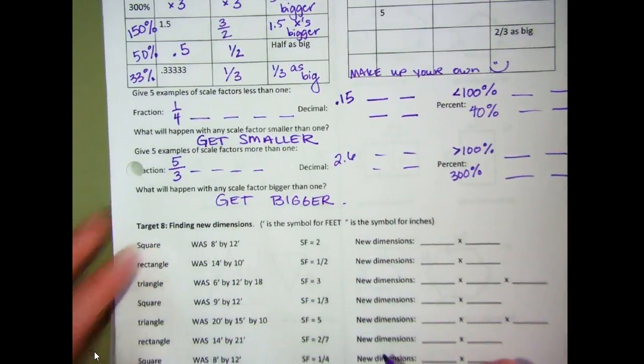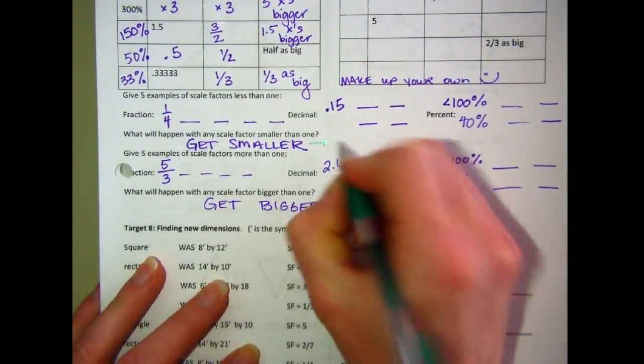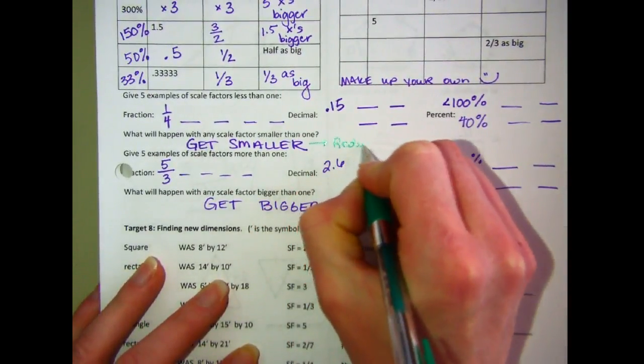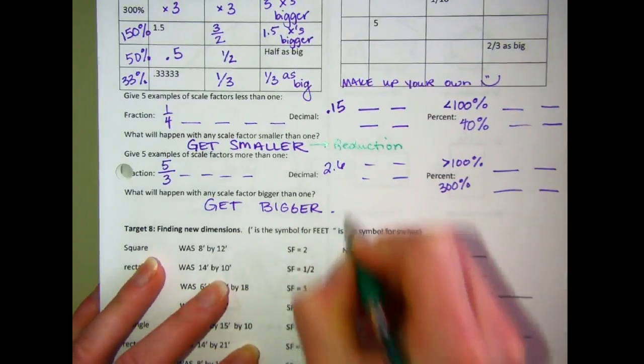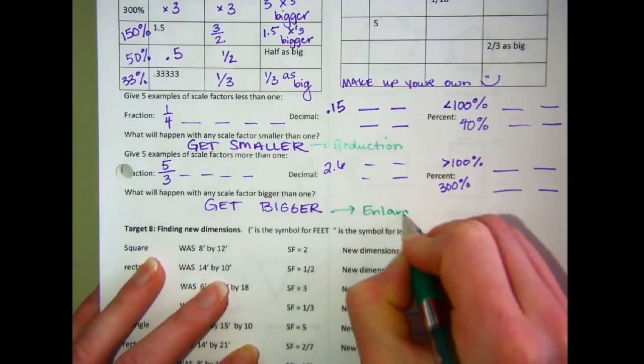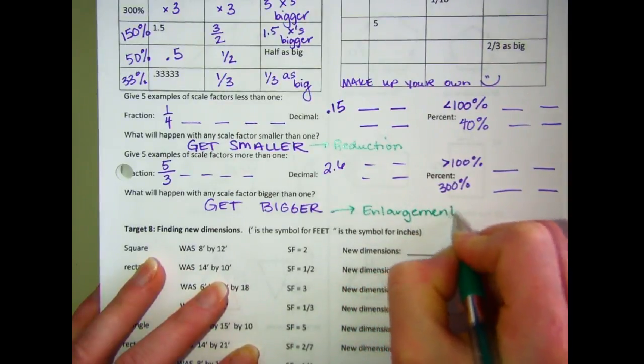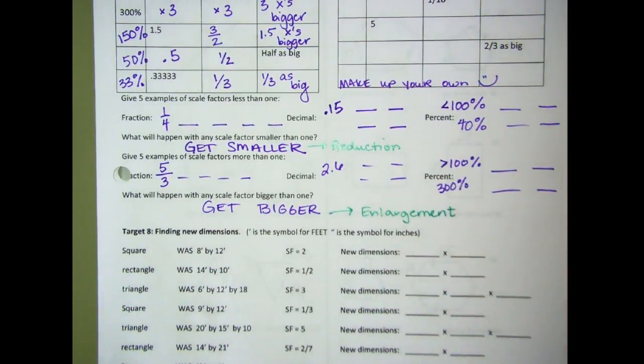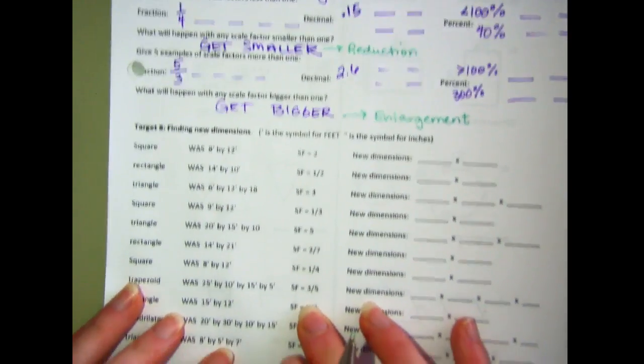Okay? So we actually have special words for this. If something gets smaller, we call it a reduction. And if something gets bigger, we call it an enlargement. So those are words you're going to see again. Write those down.